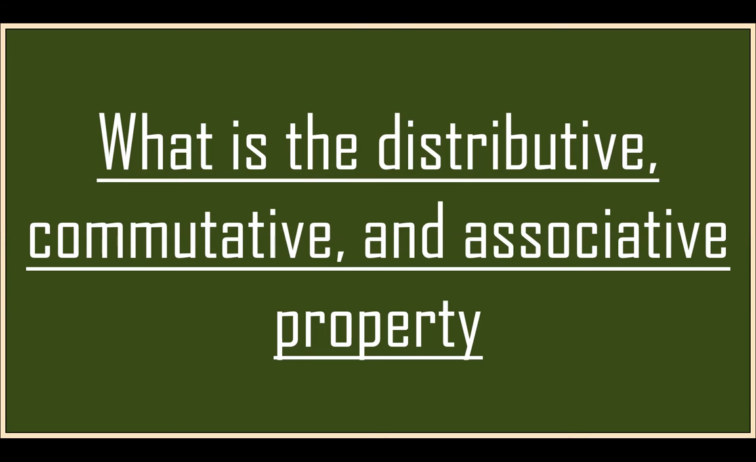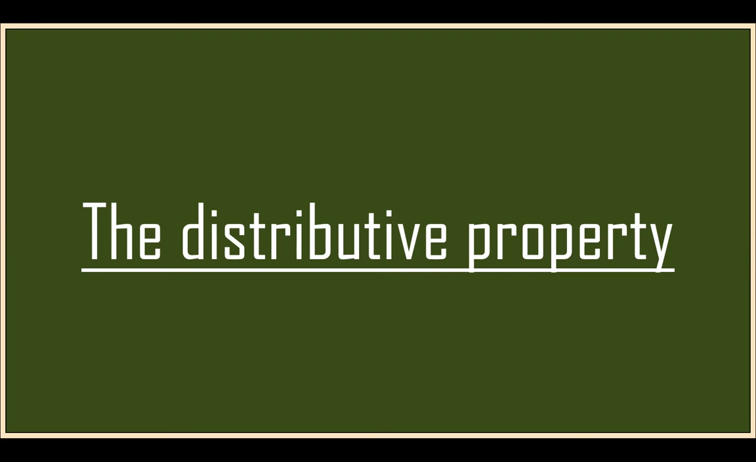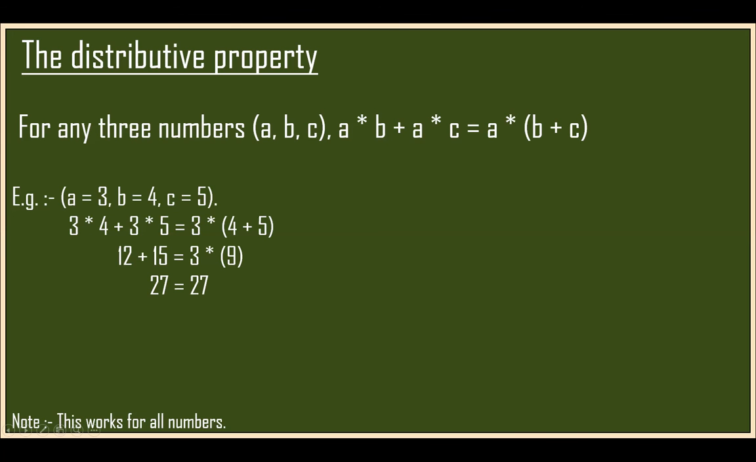Today I'm going to be showing you what the distributive property, the commutative property and the associative property are, and also why they work. So let us look at the distributive property first. What is it exactly? It is a statement that for any three numbers A, B, C, A times B plus A times C is equal to A times (B plus C).